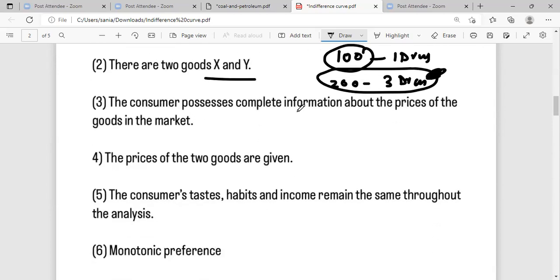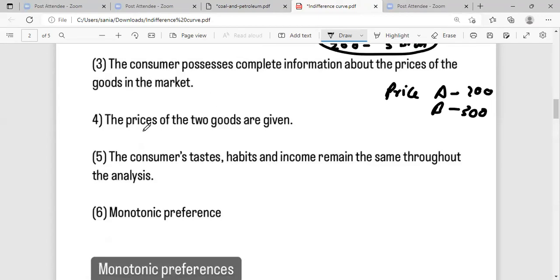Third, the consumer possesses complete information about the prices of the goods in the market. So a consumer possesses information about the prices of the goods in the market. That means you are aware of the prices. Okay. For example, for dress A, your price is 200 rupees. For dress B, your price is 300 rupees. Right? Like this. So the consumer who is going to purchase the things is aware of the prices of the goods in the market. And prices of both the goods, X and Y good, are given.